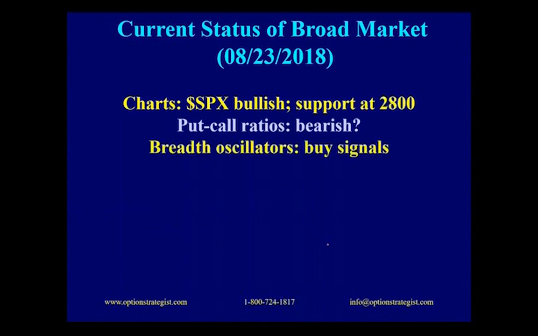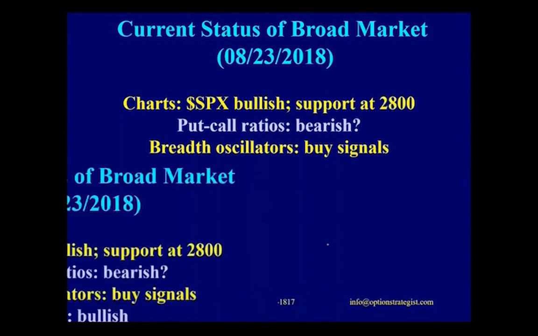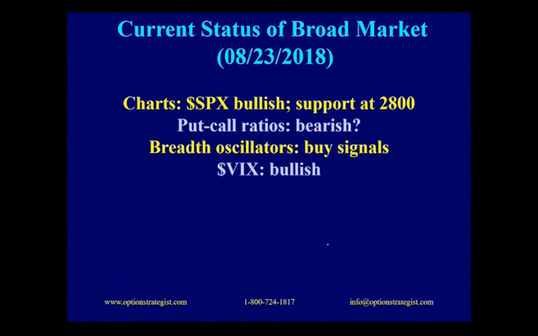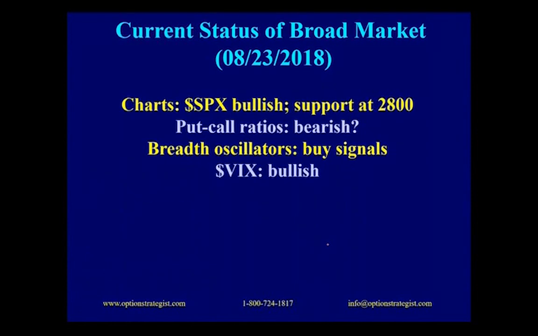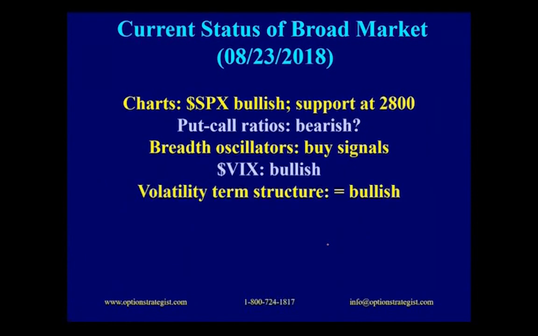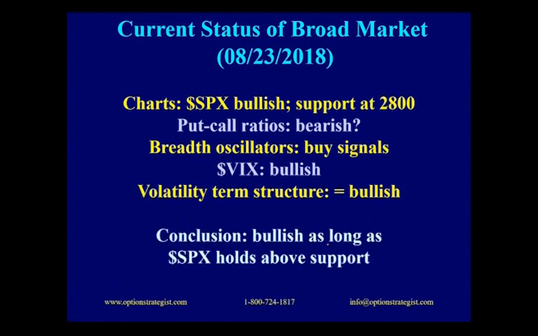The breadth oscillators are on buy signals, and they're in overbought territory, but not yet on sell signals. The VIX itself is bullish because it's trending lower. The term structure is bullish because it's trending higher. And so all in all, everything here is bullish except for possibly the put-call ratios. And so as long as SPX holds above support, we're continuing to view this as a bullish market.